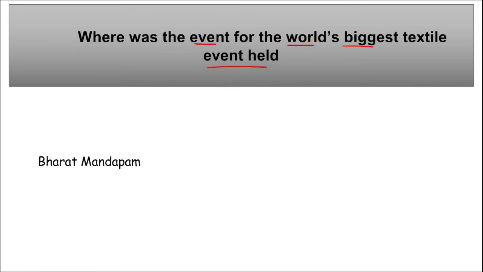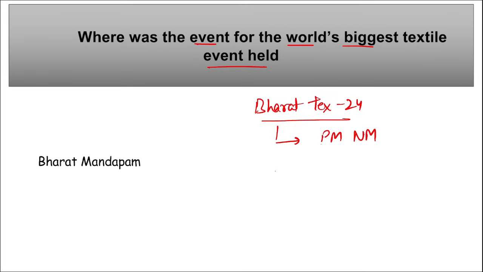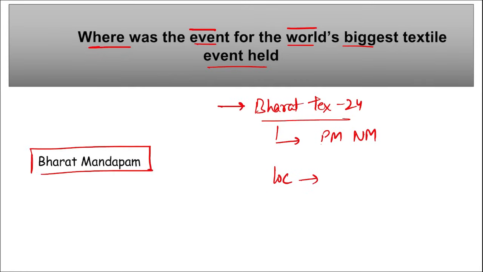This biggest textile event is known as Bharat Tex, right? And we have discussed many times that Bharat Tex 24 was inaugurated by whom? It was inaugurated by Prime Minister Narendra Modi. Now the question asked is about the location, that where was this event, that is the world's biggest textile event Bharat Tex held. So it was held at Bharat Mandapam. Where is Bharat Mandapam? Bharat Mandapam is at Pragati Maidan, that is in New Delhi. Correct?